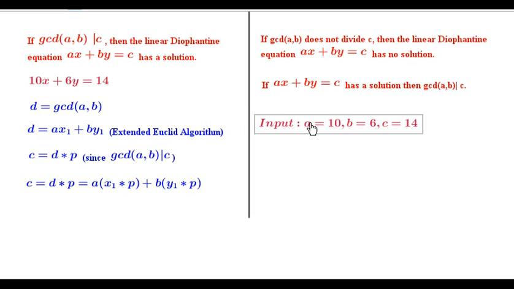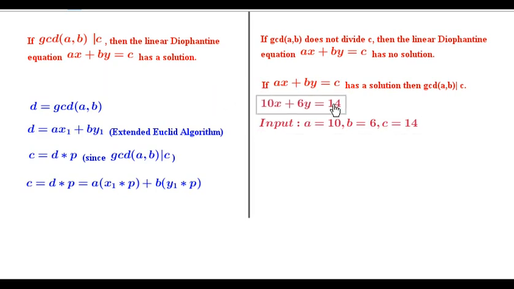Let's say we want to find out a solution for this: 10x plus 6y is equal to 14. So our input will be a is equal to 10, b is equal to 6 and c is equal to 14, and we want to find out values of x and y. So we will follow the steps from the proof of this particular theorem. Ultimately, our final answer is x1 times p and y1 times p, so we will use the same terminology in order to solve this particular example.